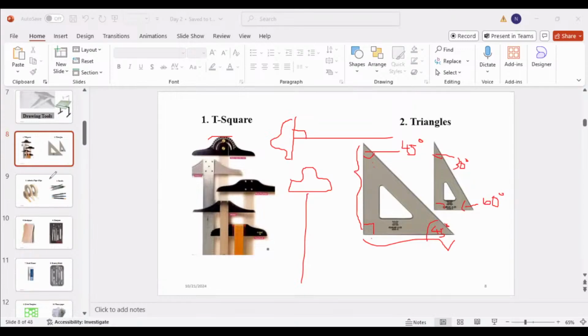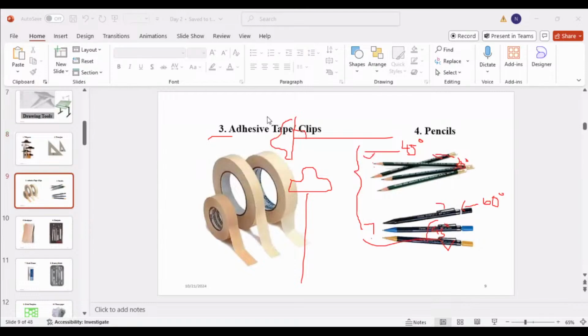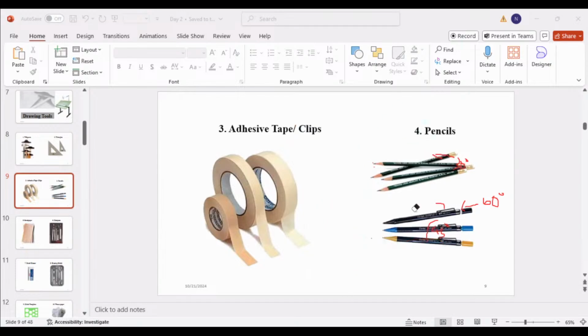Okay, then let's continue. Then the adhesive tape clip. So we use this to keep your drawing to the table. We use adhesive tape or clips. Or paper clips, okay?